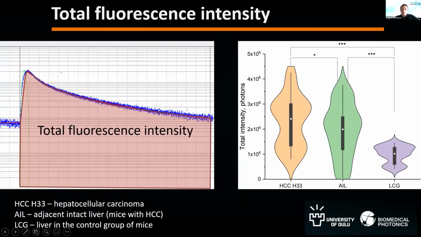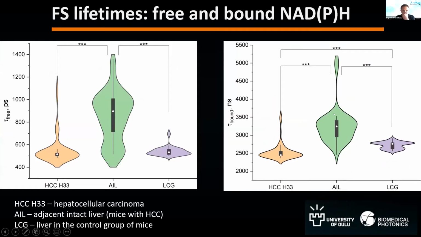First parameter, well known, lots of publications. You can find lots of publications on the use of just fluorescence intensity, but surprisingly, it wasn't that helpful, especially when you are going to distinguish the tumor tissue and the intact adjacent tissue in the liver. Surprisingly, they were almost the same, with just a low level of significance. Whereas in the control group, without the influence of cancer, the intensity was significantly lower.